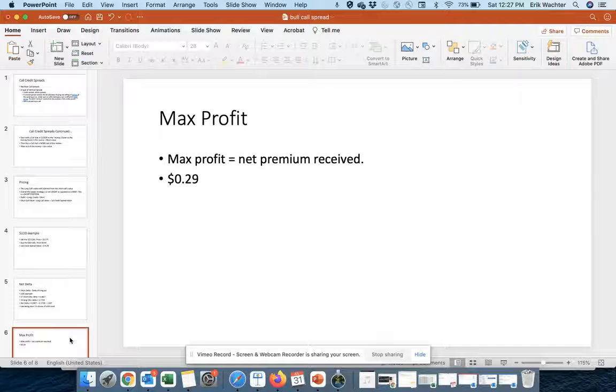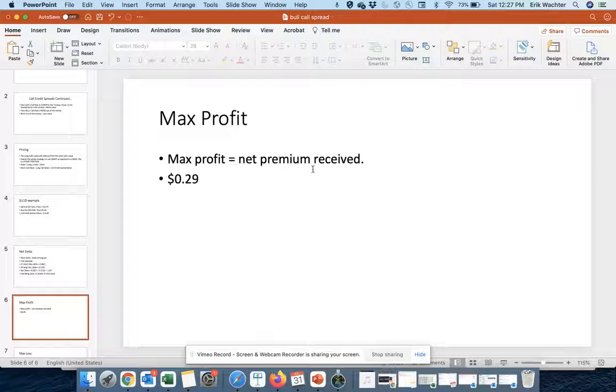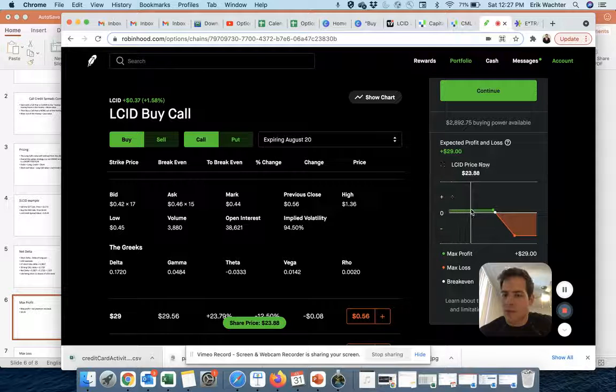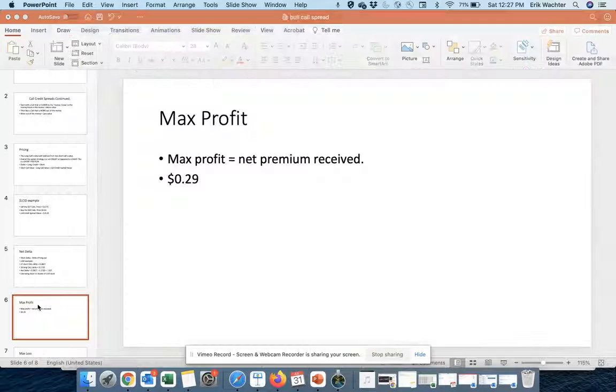Okay. Max profit. How do you calculate max profit? It's the net premium received. So the most we can make on this is 29 cents. Unlike a debit spread or a call debit spread or just a straight up call where the debit you pay you can make more than that. In this case, we can only make the total credit. That's the max profit we can make. Okay, and then this little profit loss diagram gives us a little idea. So if the stock, we're bearish here, if the stock goes down to $20, or $21, we still make that 29 cents.